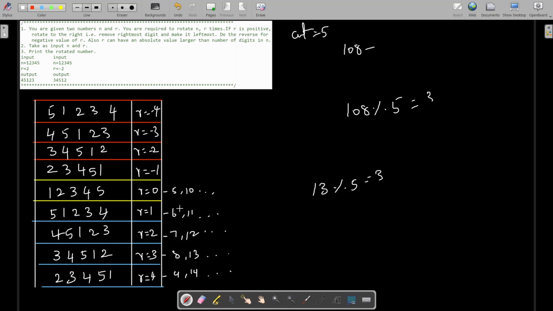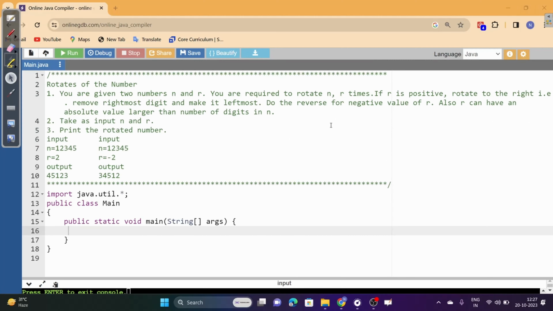So for the first step, we need to simplify. We need to optimize the rotation. For that, we need the count of digits. So first we need to find out the number of digits, then we have to simplify the rotation. Okay, so let's do the coding. First, I need to find the number of digits.